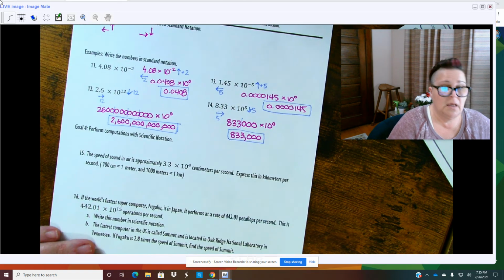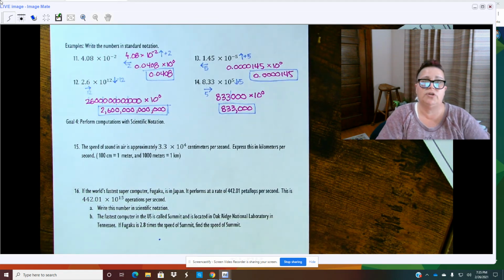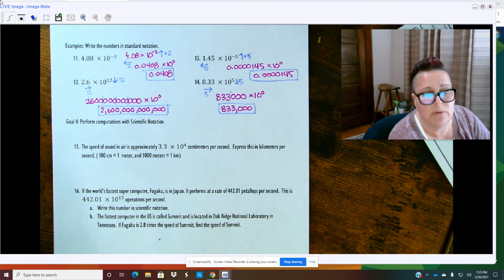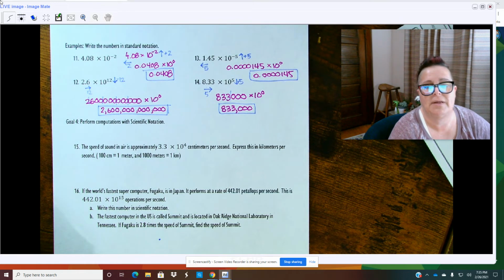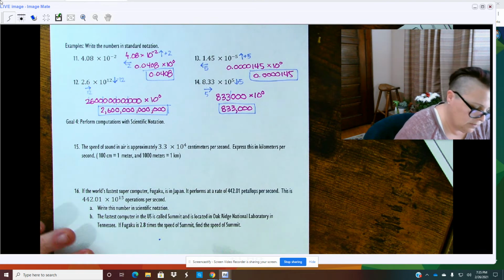All right. Couple of word problems. We're basically just going to try to get you to convert, and there might be a little bit of multiplication here. All right. So the speed of sound in air is approximately 3.3 times 10 to the 4th centimeters per second. Express this in kilometers per second. So what you need to recognize is that there are 100 centimeters in a meter and 1,000 meters in a kilometer.